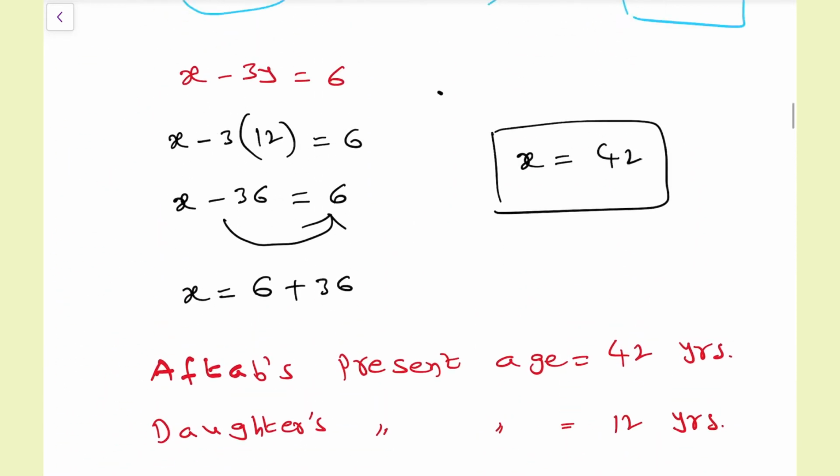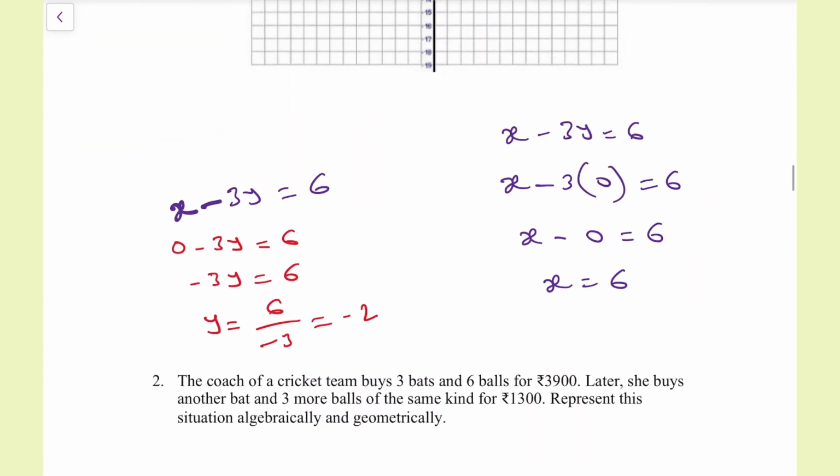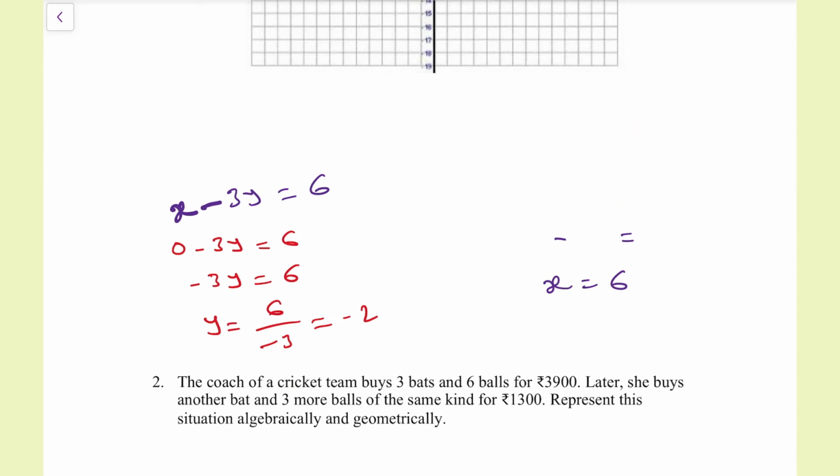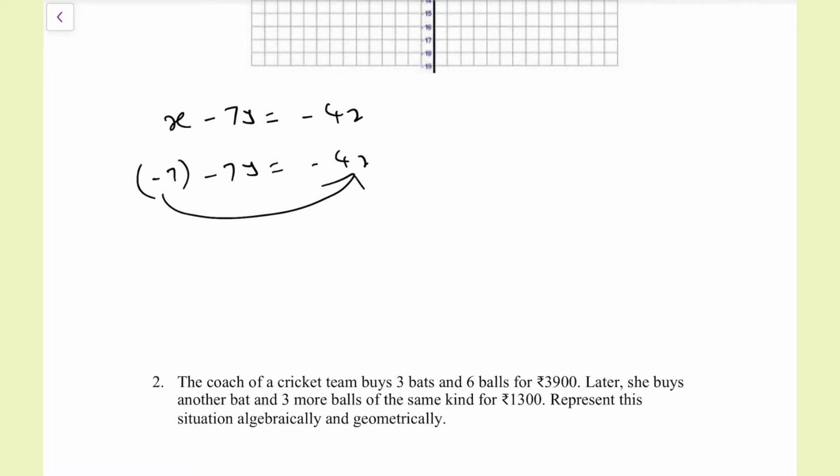Take the first equation again then. The first equation is x minus 7y equals minus 42. Now, in the place of x, I am going to substitute minus 7. In the place of x, minus 7. Minus 7y as it is equals minus 42. Take minus 7 to the other side.